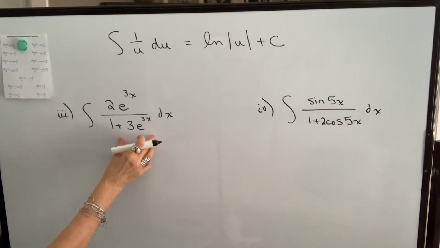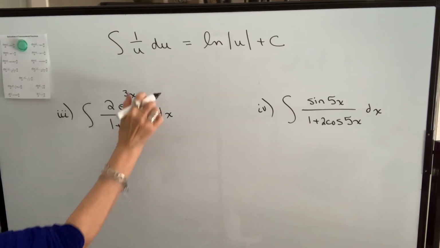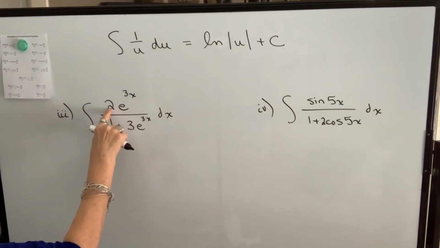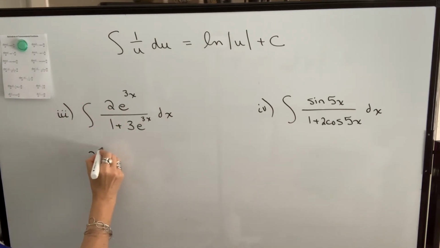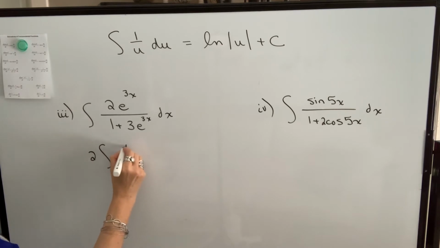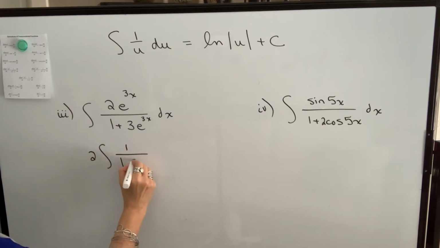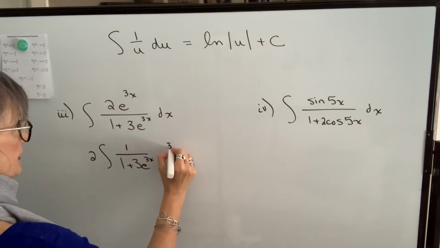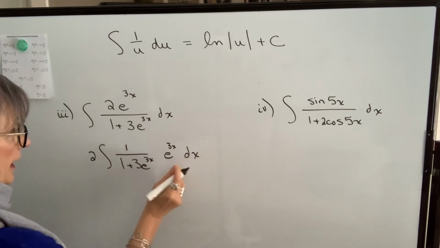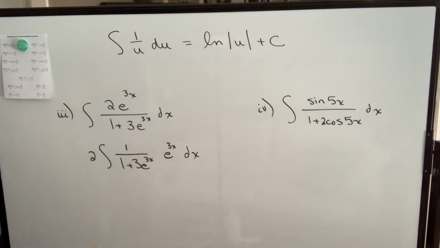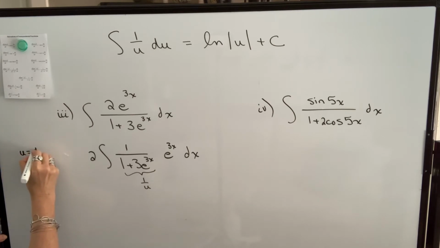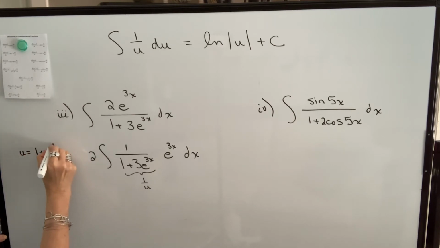In my next example, I'm going to write it in this form. So I'm going to get my 1 over u separated. I can pull the 2 out front of the integral sign. And then I'm going to write it as 1 over 1 plus 3 e to the 3x. And I'm left with an e to the 3x dx. And I'm hoping that this e to the 3x is part of my du factor. So I'm identifying this as my 1 over u. So u is 1 plus 3 e to the 3x.